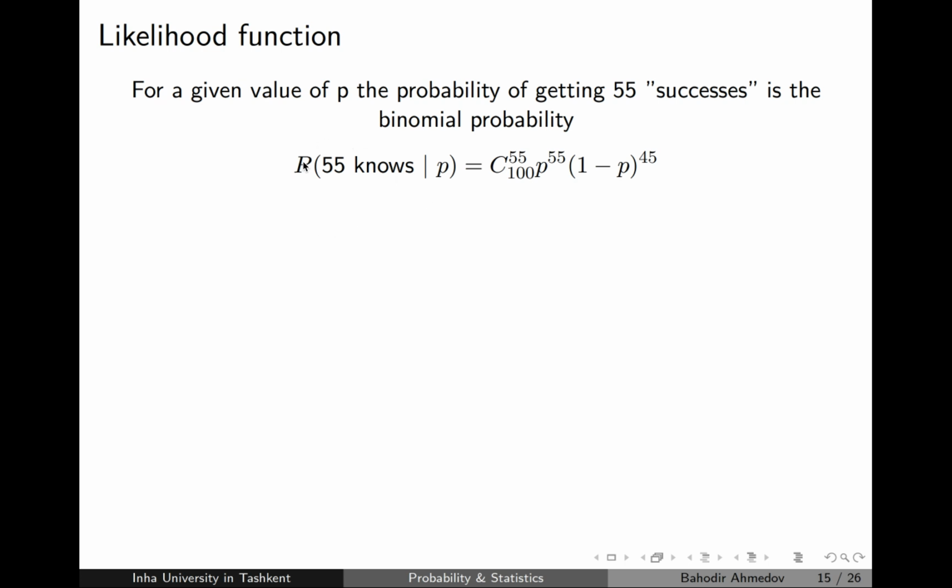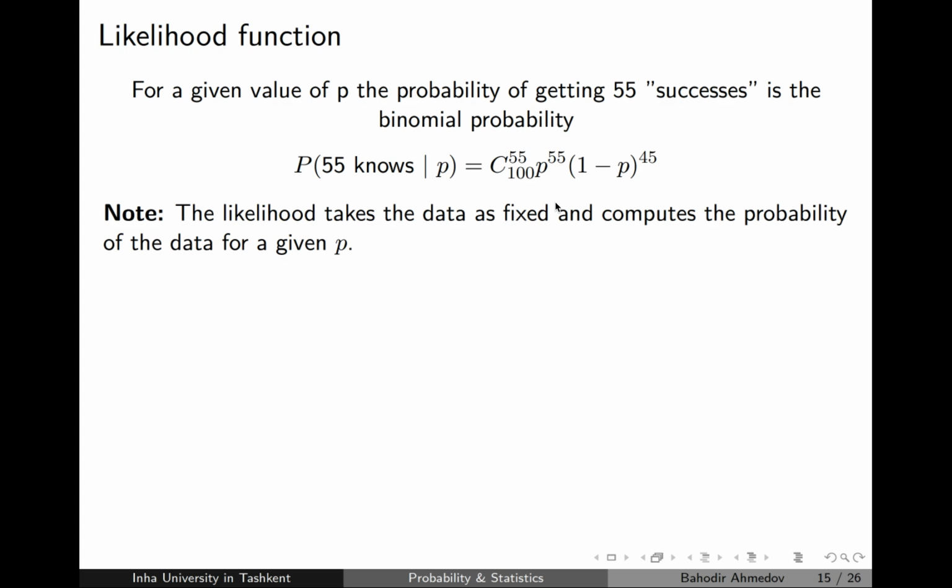I can evaluate the probability using this formula: the combination of 155, p to the power of 55, multiplied by q, which is 1 minus p, to the power of 45. So this is the likelihood function for the given data for the unknown p.